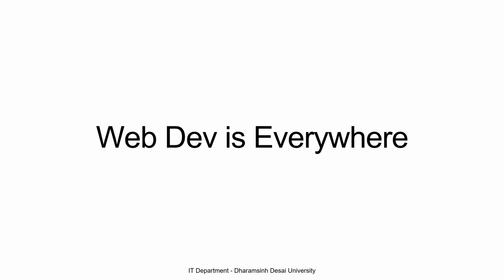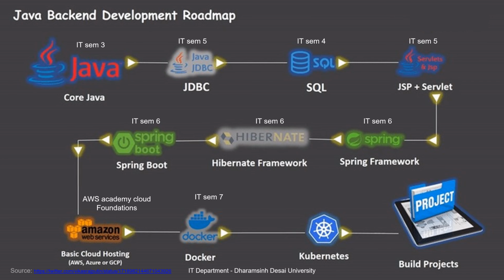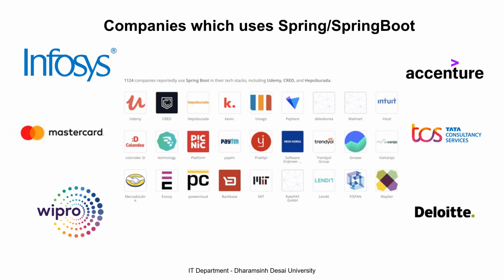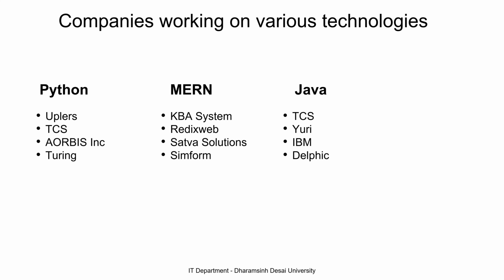For those looking to embark on a career in web development, we have got you covered. This is the roadmap for full stack developer, stretching all the way from HTML CSS skills to mastering DevOps. And then glance at the Java backend development roadmap. Here we can notice that much of the content aligns neatly with what is usually taught in the IT curriculum. These are some notable companies that utilize Spring Boot in their tech stack. Here is a quick breakdown of companies working in the domain of Python, MERN, Java, and MEAN stack.